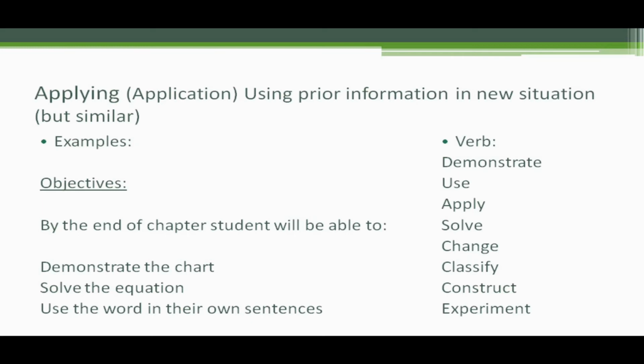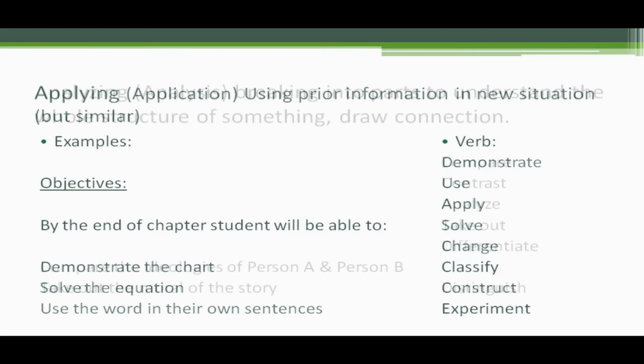If a teacher has made his lesson plan according to this third level, by the end of the chapter, students will be able to demonstrate the chart, solve the equation. They will use the words in their own sentences. A teacher can use these verbs to assess the students: demonstrate, use, apply, solve, change, classify, construct, experiment.